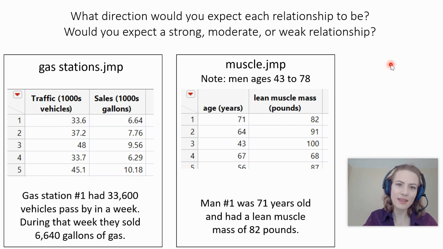Okay, so the last slides were fictional data, but let's get to a couple real data sets. My two main teaching examples for correlation and simple linear regression are going to be this gas stations data set and this muscle data set.